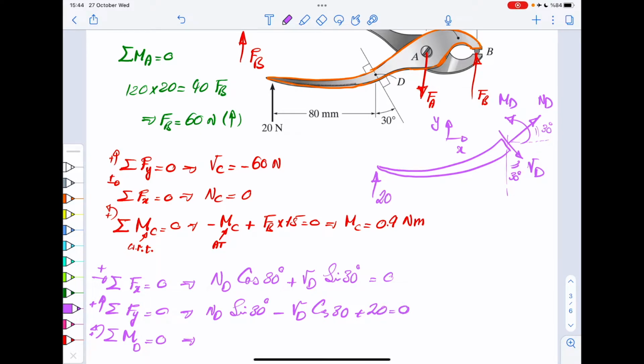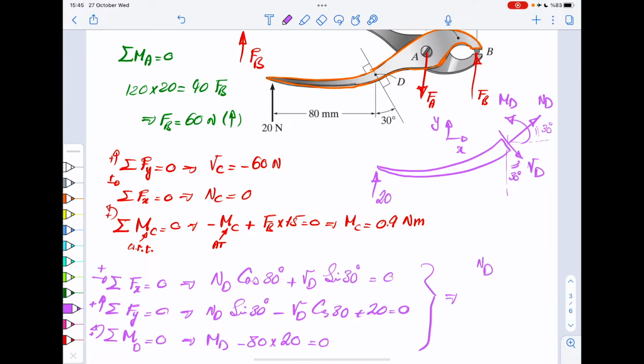And with respect to point D, you would just say, again, MD, that is now in counterclockwise direction, so that is plus. And then the distance here between point D and the point that we apply the force 20, the distance is 80 millimeters. So you get MD minus 80 times 20, 20 is the force, 80 is the distance, is 0. Again, 3 equations, 3 unknowns. You get what you want.